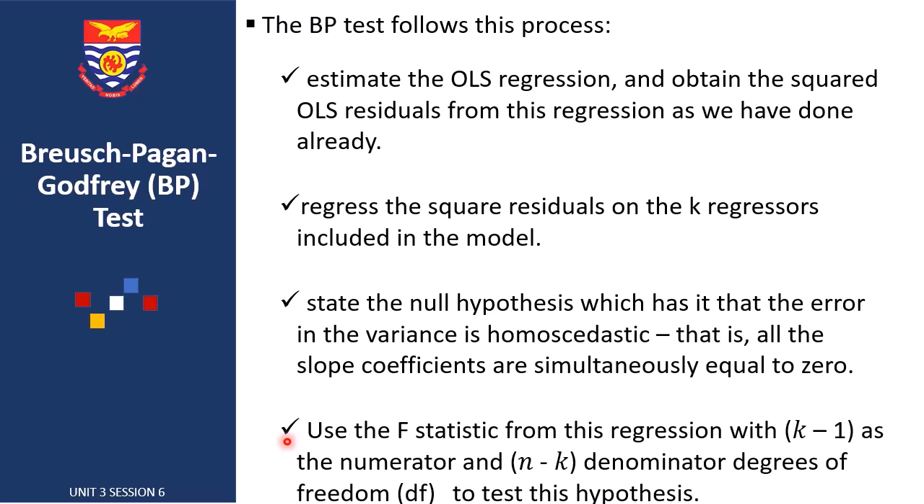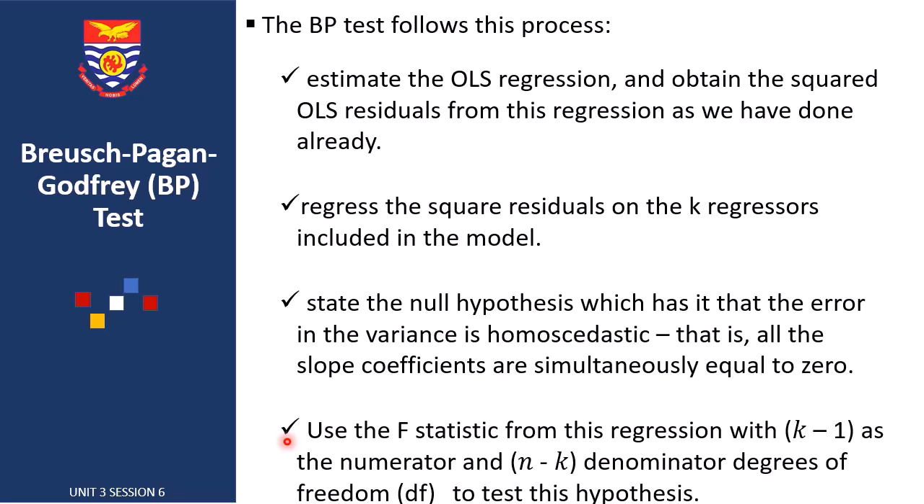Therefore, we are going to test the presence of heteroscedasticity within this already estimated model. So here we estimate the OLS regression, and we obtain the squared OLS residual from this regression, as we have done already in our previous session, where we had tables 3.1, 3.2, and 3.3.